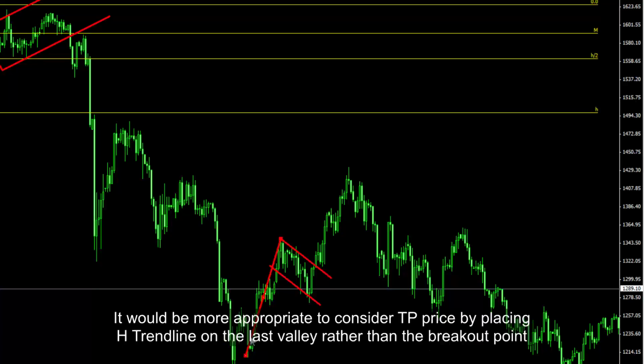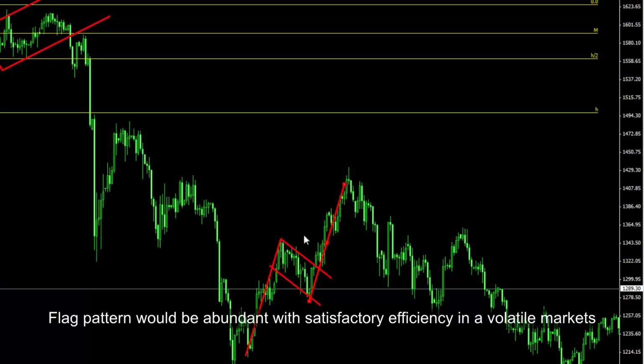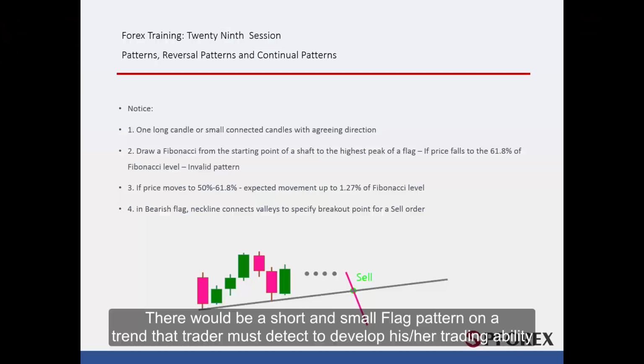It would be more appropriate to consider TP price by placing the H trend line on the last valley rather than the breakout point. A flag pattern would be abundant with satisfactory efficiency in volatile markets. There would be short and small flag patterns on a trend that a trader must detect to develop his or her trading ability.